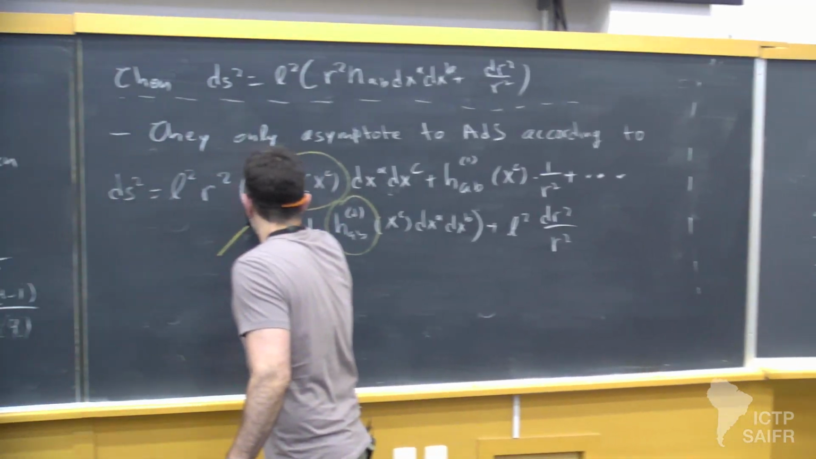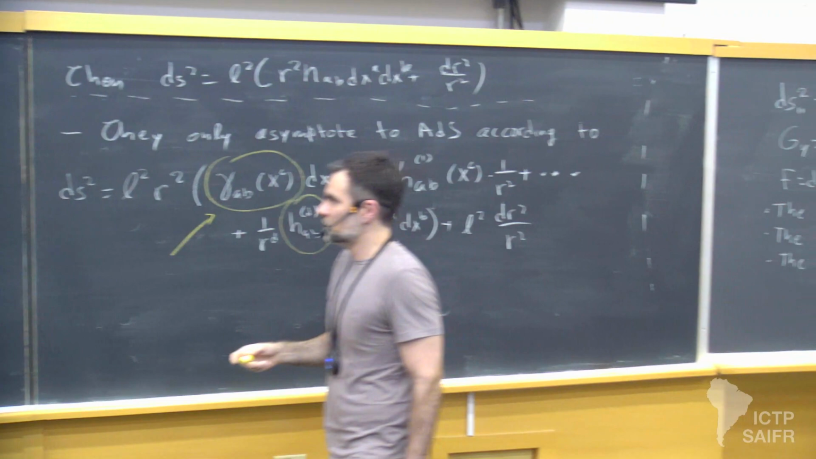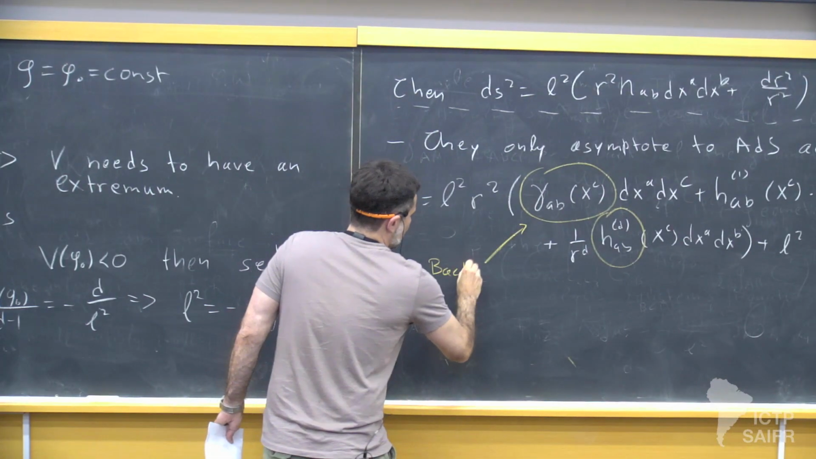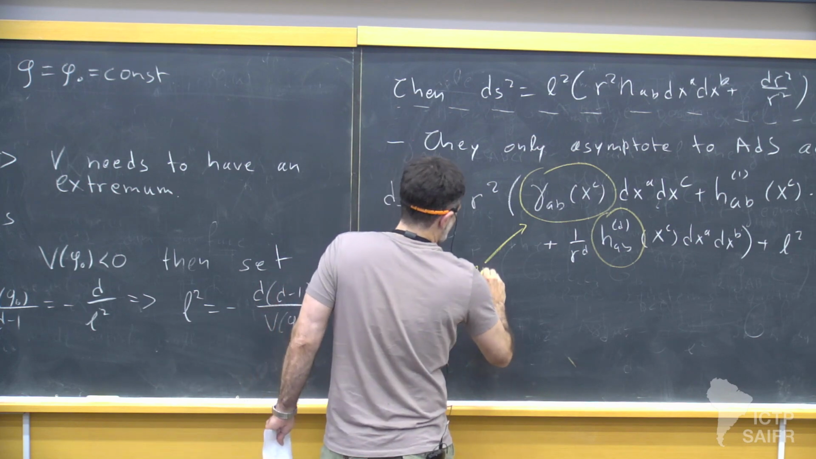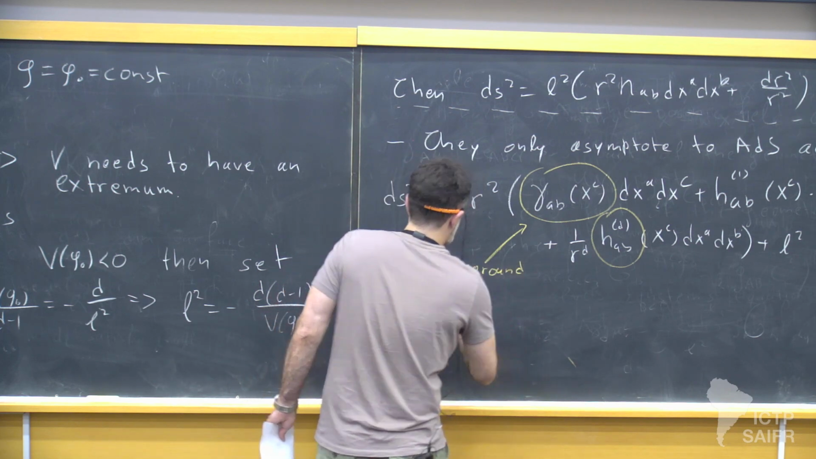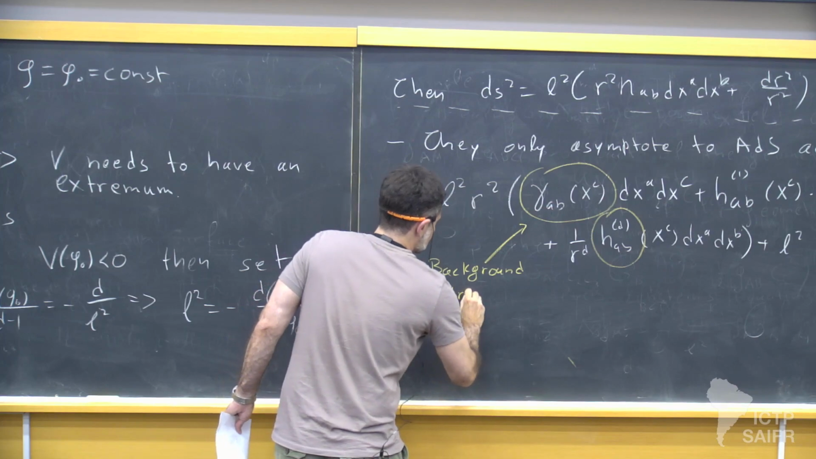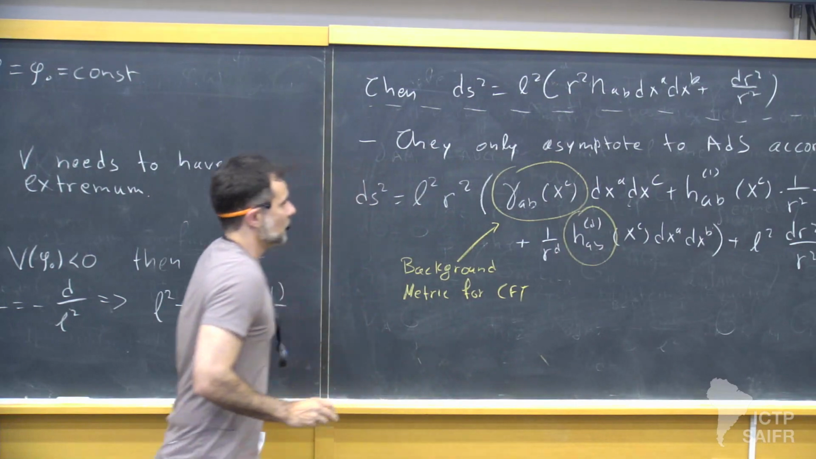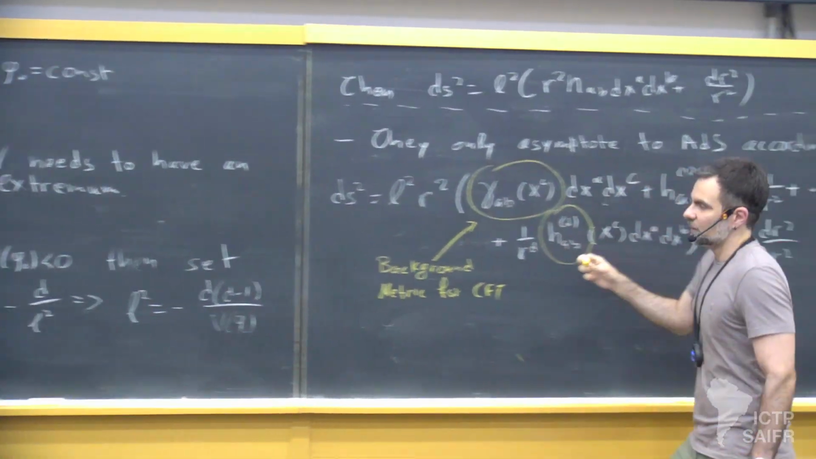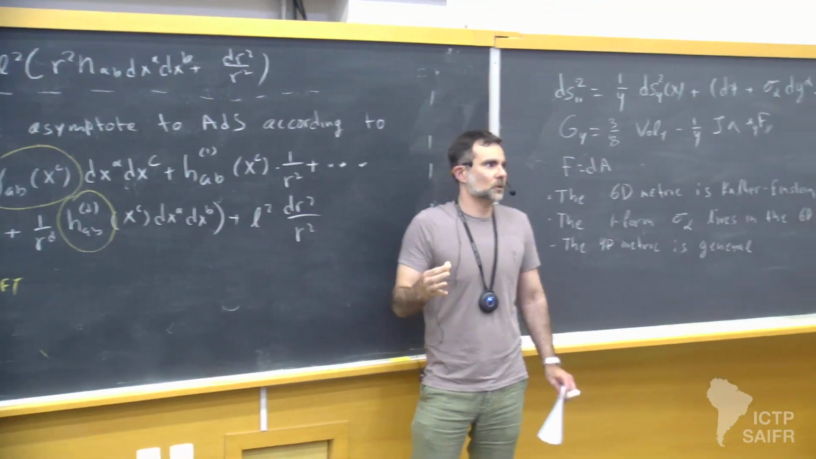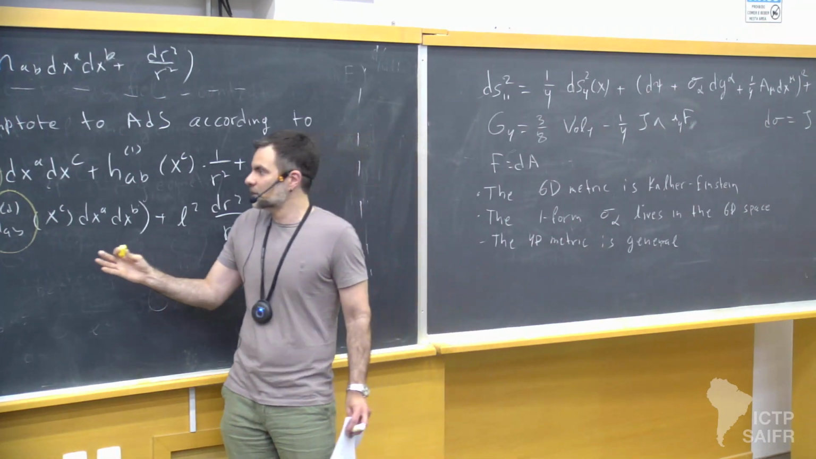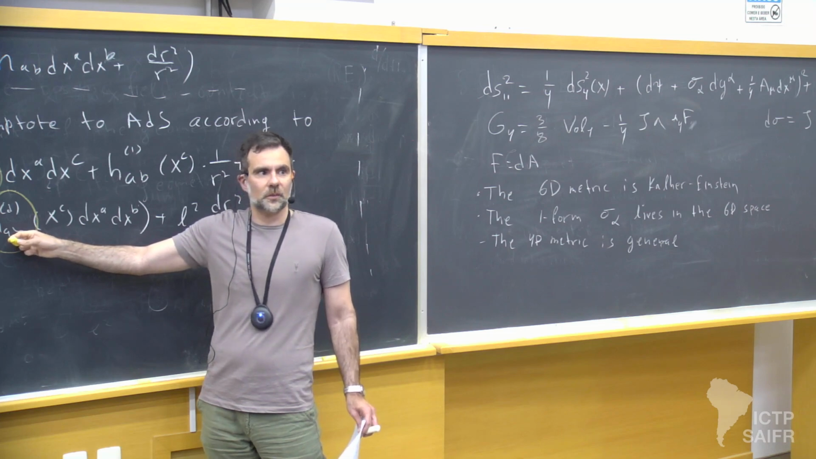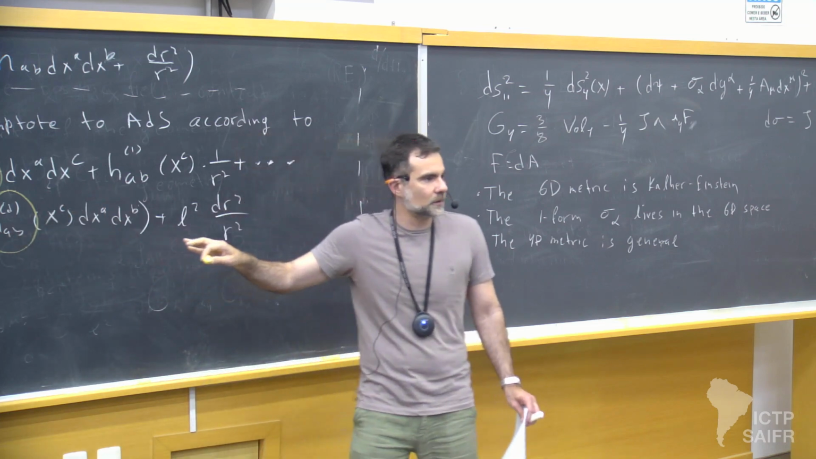So, in fact, this gamma AB is the background metric for the CFT on the CFT side. And this part is another constant of integration, which again you don't fix just by expanding things. In fact, this will be related to the response of the system. And I will write down more precise formulae in a while.